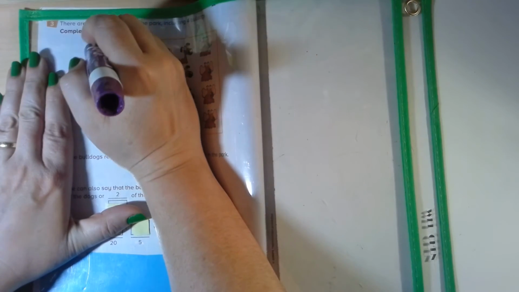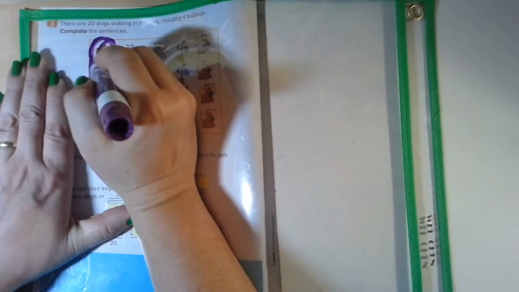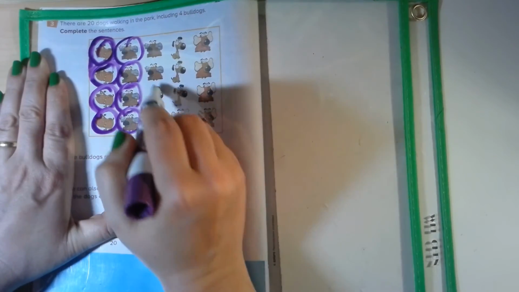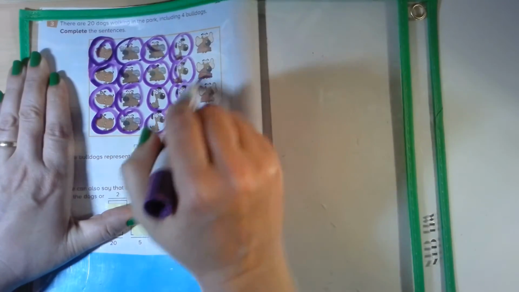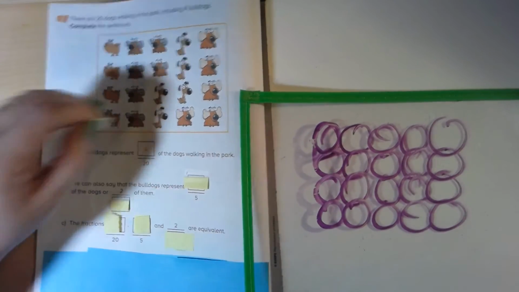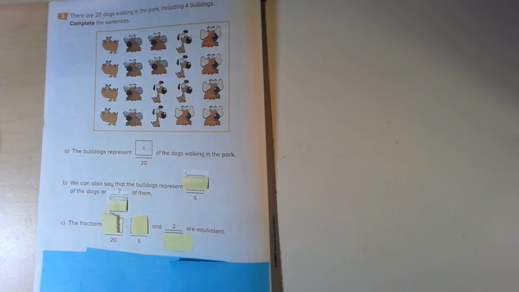Well, you can always circle them. Out of 20, because if I divide this into 20 circles, right? 20 just means there's 1 dog in each circle. I would have 20 groups. And they want to know how many groups would have a bulldog in it. 1, 2, 3, 4. So the bulldogs represent 4/20ths of the dogs walking in the park.